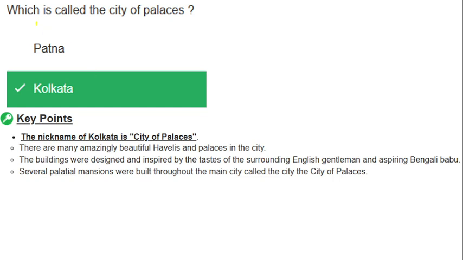Next, which city is called the City of Palaces? Kolkata. Kolkata is called the City of Palaces. The nickname of Kolkata is City of Palaces. There are many amazingly beautiful havelis and palaces in the city of Kolkata. The buildings were designed and inspired by the tastes of surrounding English gentlemen and aspiring Bengali Babu. Several palatial mansions were built throughout the main city called the City of Palaces.